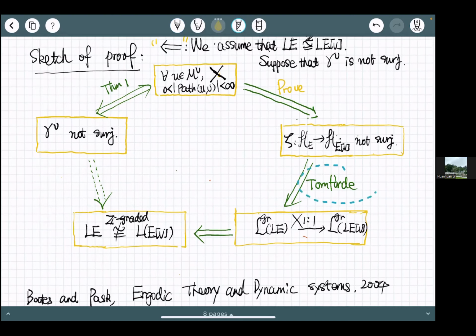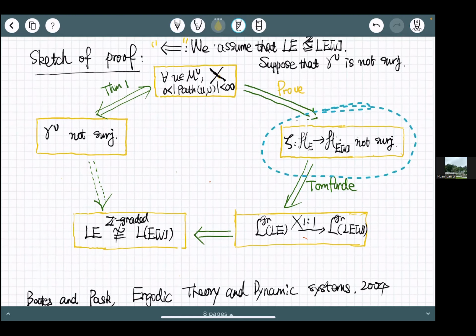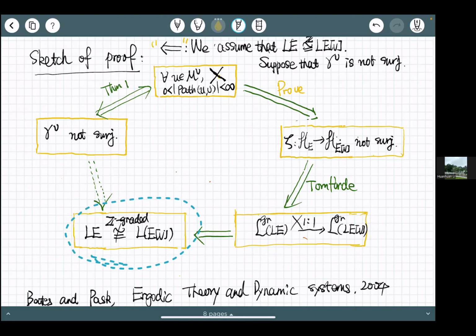And then we use Tom's result. Because this zeta is not surjective, but recall that zeta is always injective. This we proved before. But E is a finite graph, so it has only finitely many hereditary saturated subsets. That means for the lattices of graded ideals of LE and LEV, there is no one-to-one correspondence between them. Then we can argue that these two algebras are not Z-graded isomorphic.